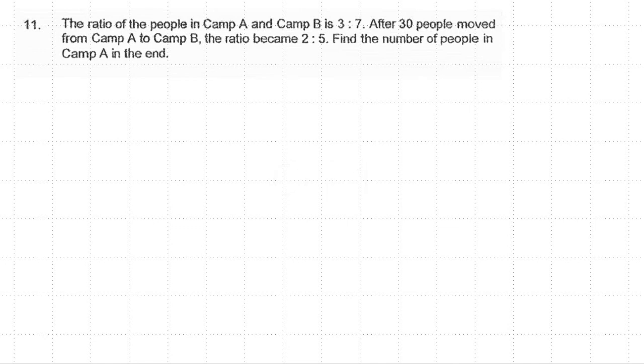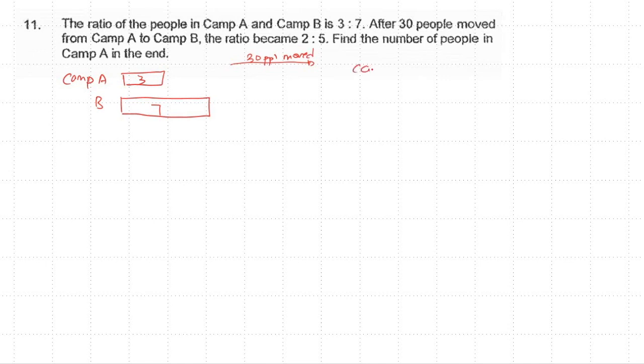Okay, the ratio of people in Chem A and Chem B is actually 3:7. So here is 3 and here is 7. Okay, I should draw bigger. So it's asking if after 30 people move from Chem A to Chem B, so over here, 30 people move off already.